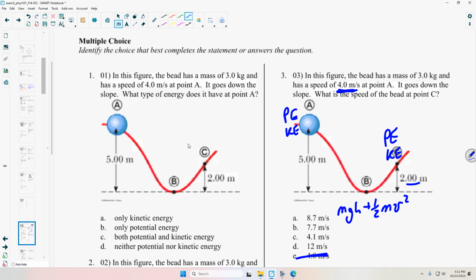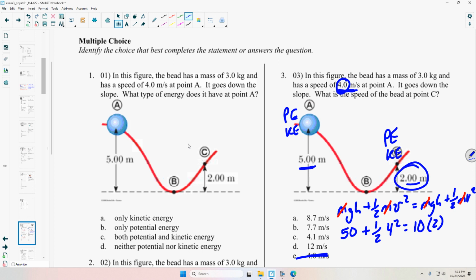Both of those are at point A, is equal to mgh plus 1/2 mv squared. In this case, I have m's on every term, so I can divide through by m. Now I'm solving. So 10 times 5, that's 50. I did 10 times this number plus 1/2 of this number squared. That's 1/2 of 4 squared equals 10 times 2.